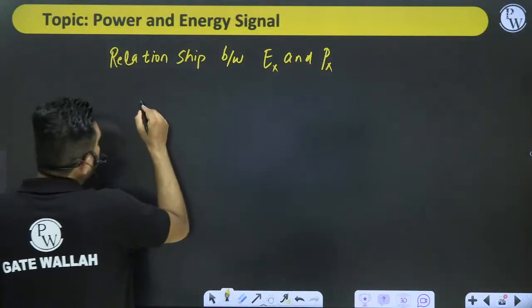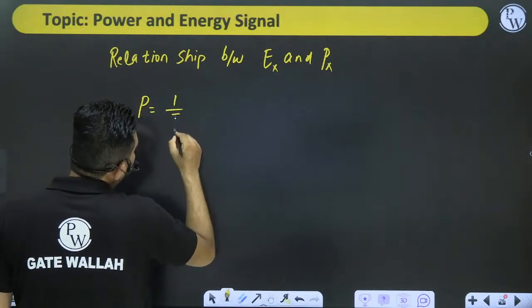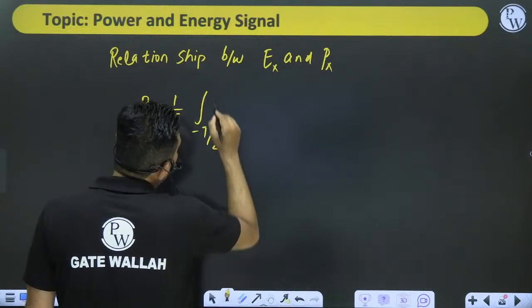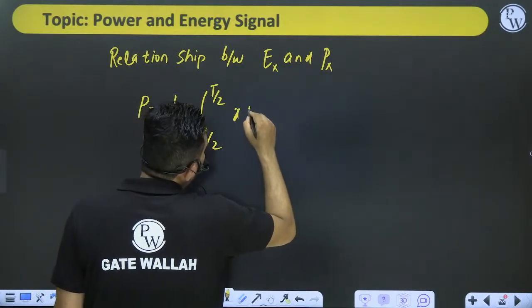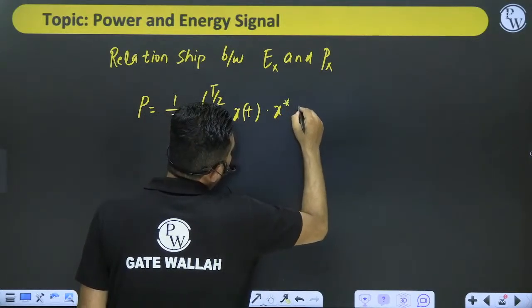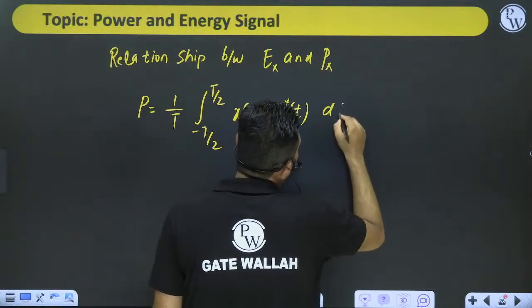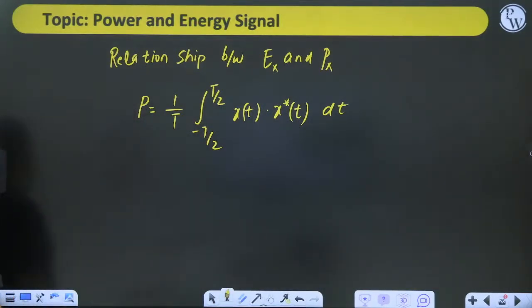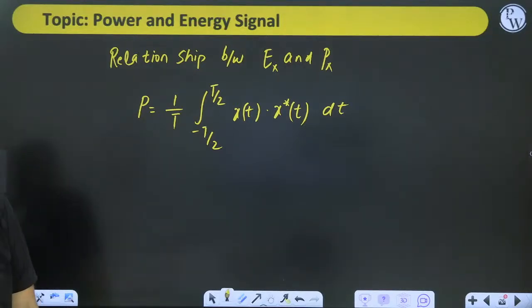Let's define. We define the power to be equal to 1 by T, integral from minus T by 2 to T by 2 of x(t) into x conjugate (t) times dt. Okay.